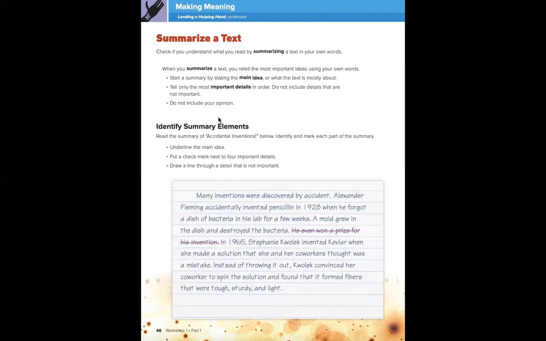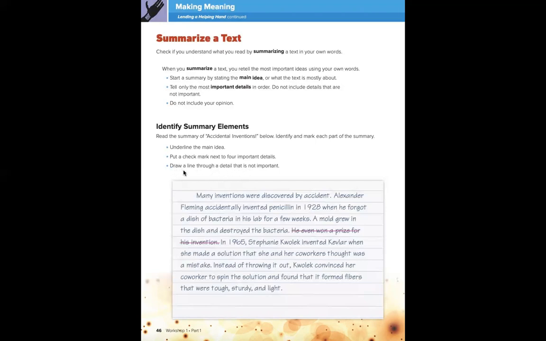So the activity is identify summary elements. So that's what we're going to do today. It says read the summary of accidental inventions below. Identify and mark each part of the summary. So there's three things that you guys are going to do. You're going to underline the main idea, or what the text is mostly about. You're going to put a check mark next to 4 important details. Remember, details tell more about the main idea. And then you're going to draw a line through a detail that is not important.